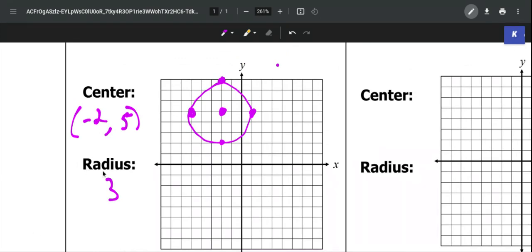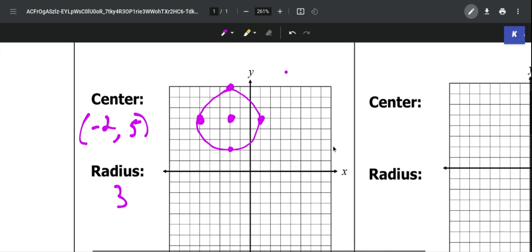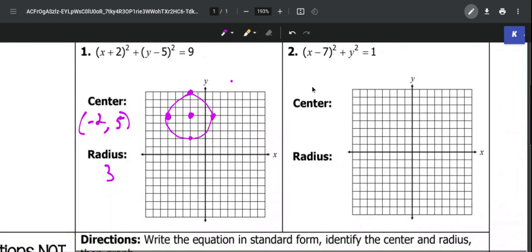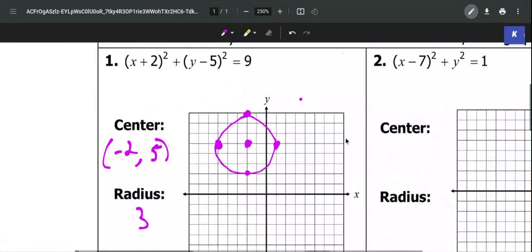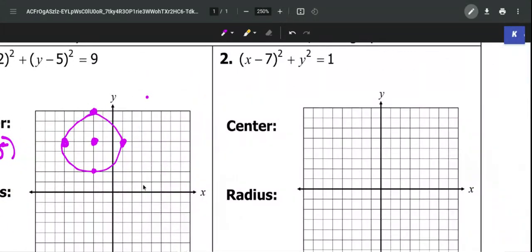So as long as you have your center and radius, you plot the center, and then you count up as many units as your radius is. You're going to count to the right, count to the bottom or down, and then count to the left from your center. So I'll do another one. Number 2, we've got our equation, and we need to figure out what our center is.